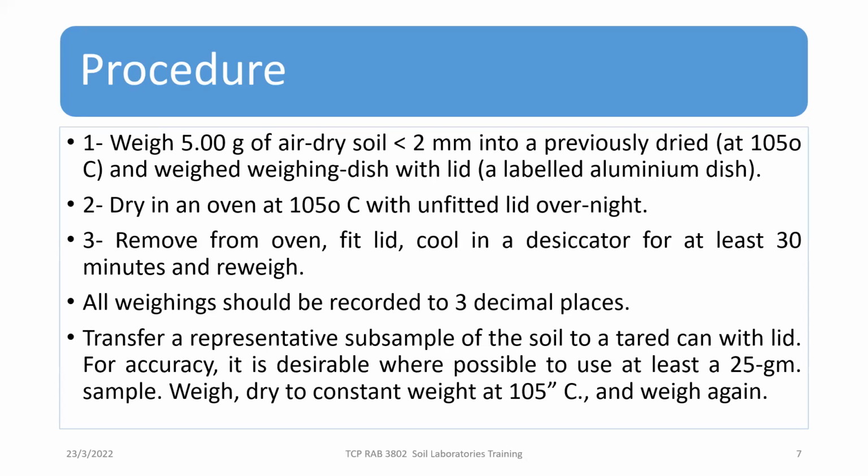Transfer a representative subsample of the soil to a third can with lid for accuracy. Where possible, use at least a 25-gram sample. Weigh dry to constant weight at 105 degrees centigrade and weigh again.